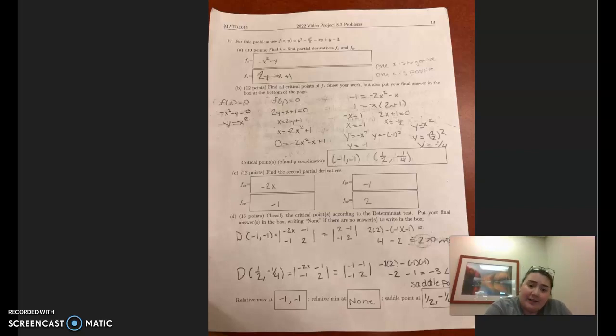Then we do our determinant test. The determinant test is going to tell us if we have a relative max, minimum, or saddle point at our critical points. So what we're going to do is plug this in. We put them into our quadrant, then we do our multiplication. If our value is greater than 0, it is a maximum. If it is less than 0, it is a saddle point. If it is 0, it is a minimum. When I plugged in negative 1, I got 2, which means it's a maximum. And I got negative 3 when I plugged in 1/2 and negative 1/4, which makes it a saddle point.